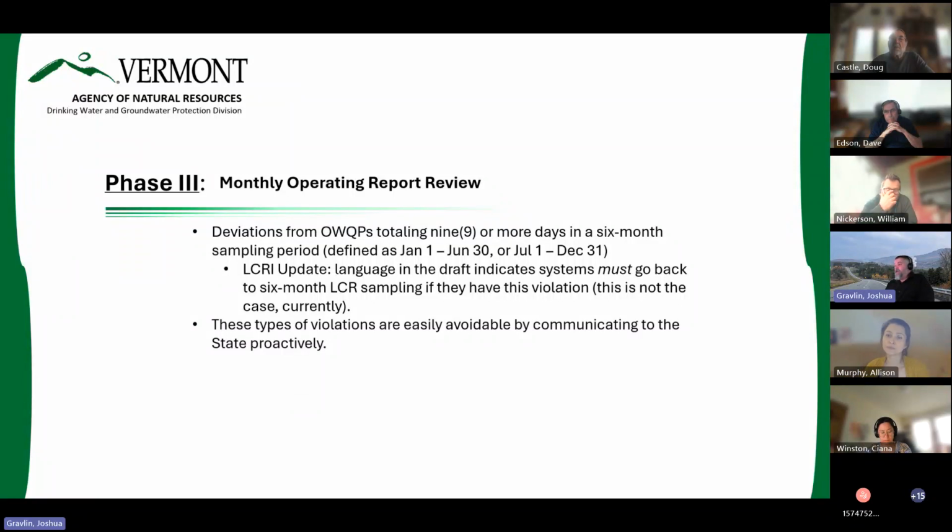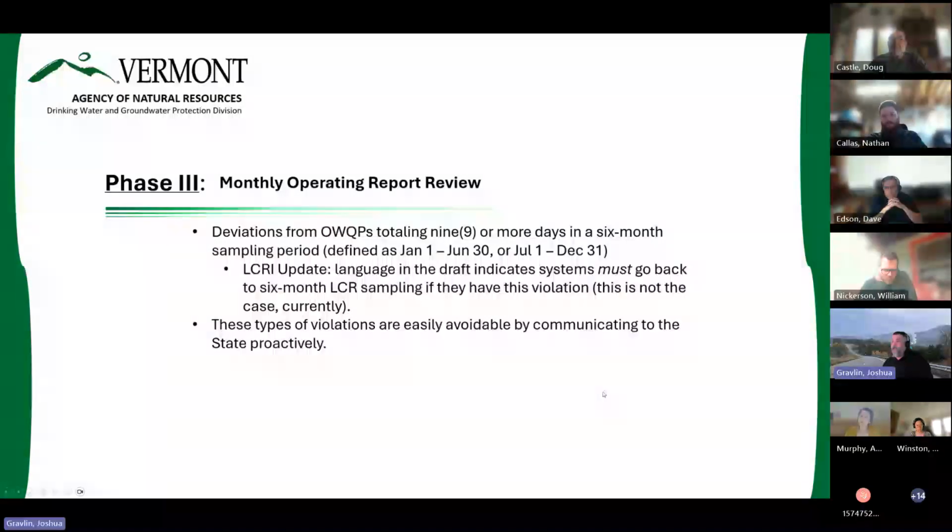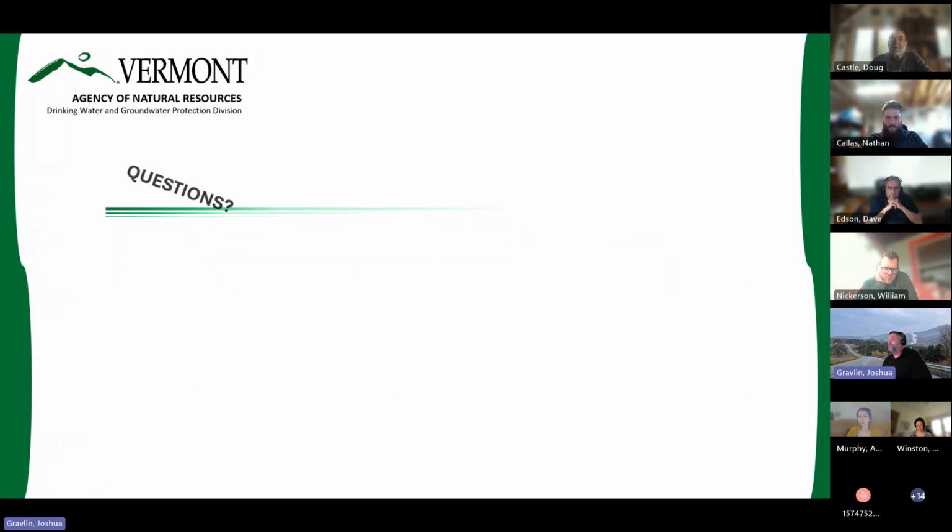These types of violations are easily avoidable simply by communicating with the state proactively. If we see that there's been a deviation all month and there's been no effort to reach out to us and say, hey, we just had a pump go down, or we're having these problems, or whatever the particular case is, we're probably just going to issue a violation. You need to reach out and talk to us and say, hey, this is going on.